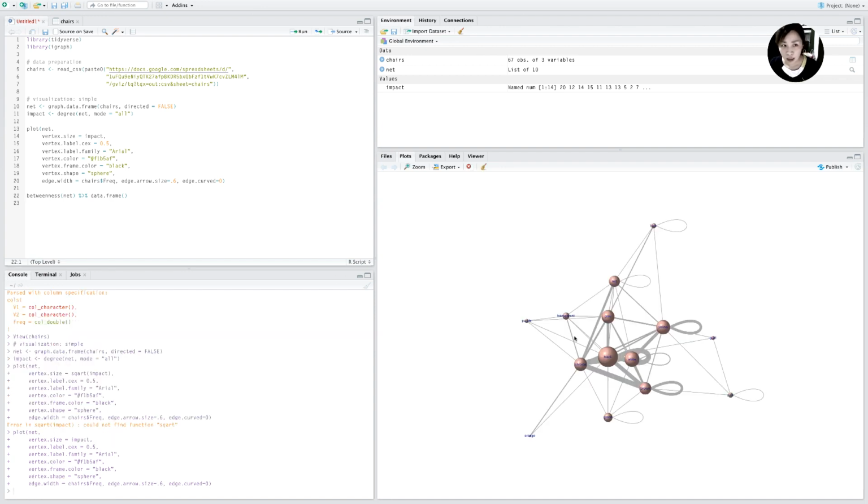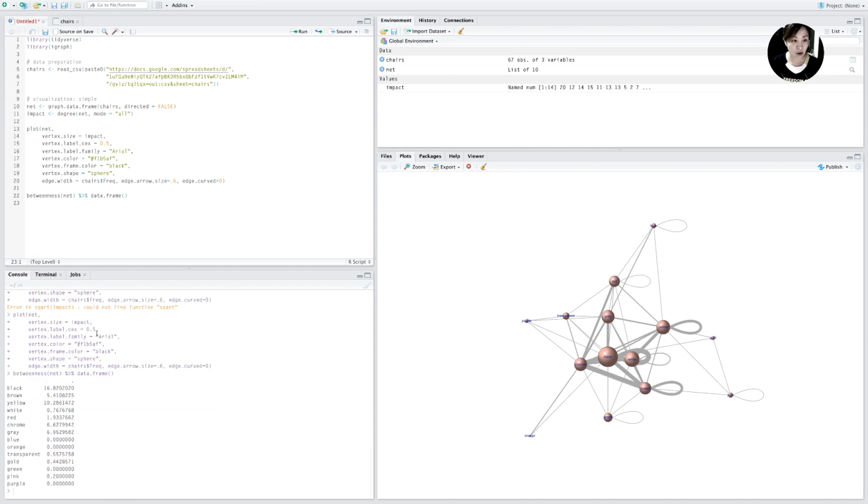Okay, so black color is at the center and has the highest frequency, and black and chrome are combined most frequently together, or black and white are combined frequently together. And you can find betweenness just by placing this function, and the black color has the highest betweenness, followed by yellow, and then gray, and so on. So using R, you can easily perform the network visualization.